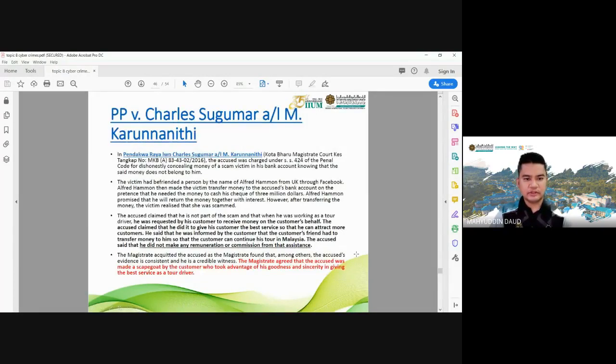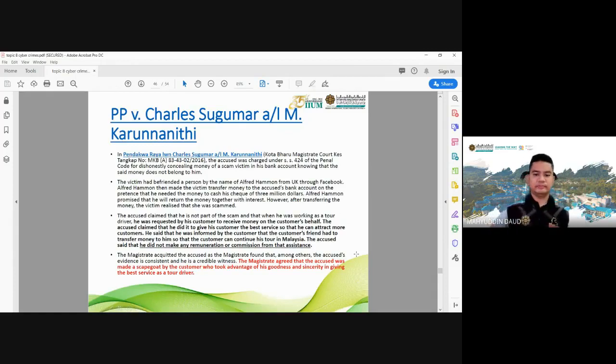Example, PP against Charles Sukuma. This was a case in Kota Baru. The accused was charged under Section 424 of the Penal Code for dishonestly concealing money of a scam victim in his bank account, knowing that the said money does not belong to him. This guy was working as a tour driver. He was requested by one customer to receive money on the customer's behalf.